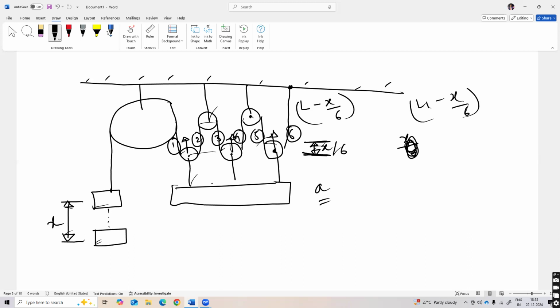Similarly, this distance will also become L1 minus x by 6. So if you do initial minus final, that will be equal to x. So if these three pulleys move x by 6, then the total length of rope that will come down will be equal to x. Any question, or do you want me to explain this part again?